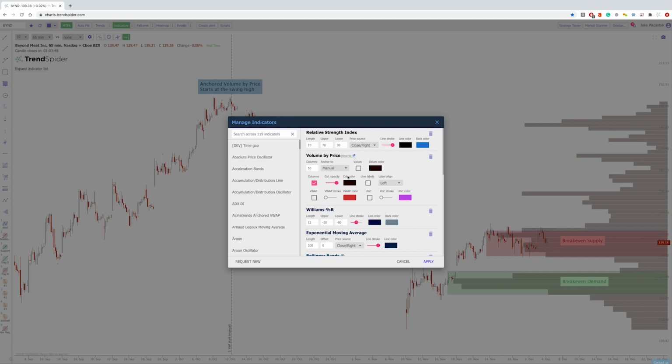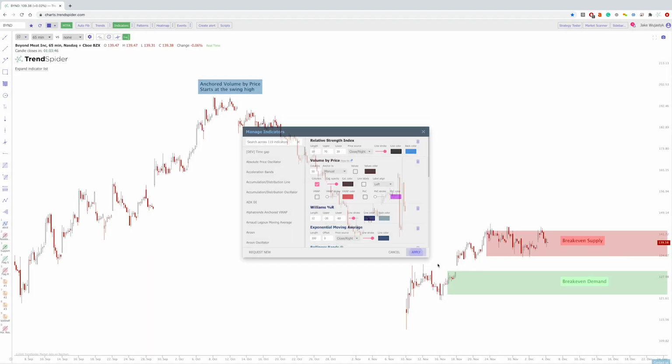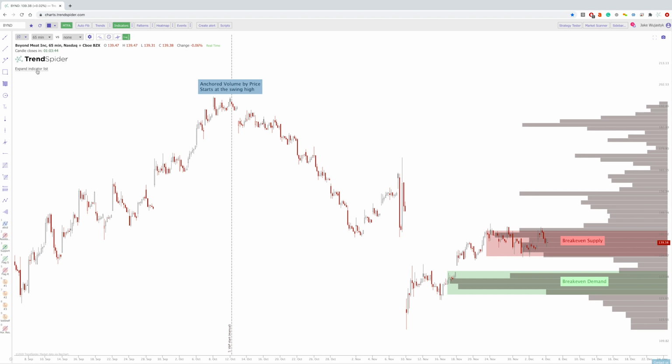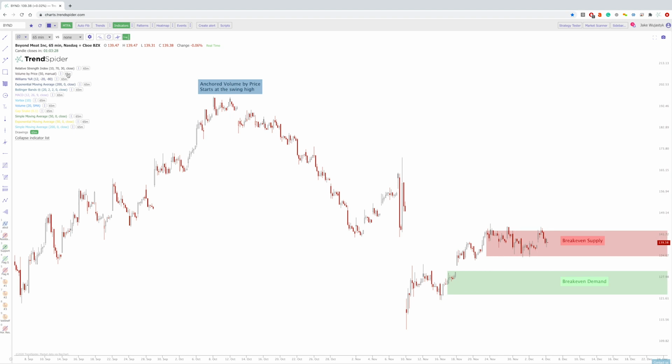If you want to check these out and use them yourself, click apply and then you'll see them on the chart. Now if you just added this indicator, you will need to go into the indicator list here, so expand the indicator list and click on volume by price. I'm on the 65-minute candle for this particular case study, and once you turn this on and off, that's how you get the indicator to actually turn on.